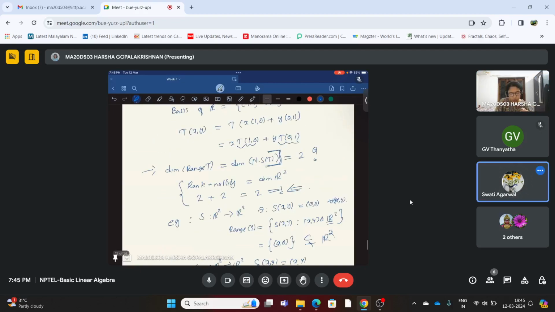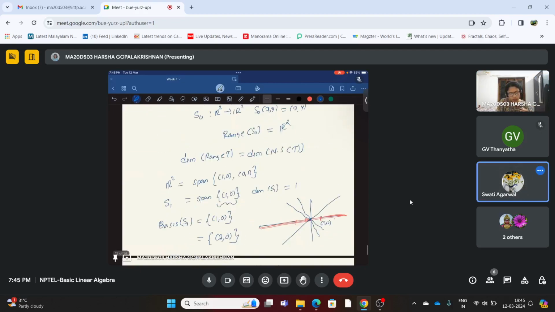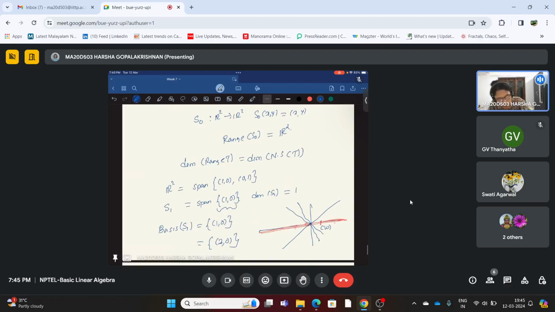Now, what we were saying is the dimension of the range of T and the dimension of the null space of T are equal. Correct? Since it is a subspace, what are all the possible dimensions for this? Dimension is one, right? That's what we found, that only one element is there in the subspace.